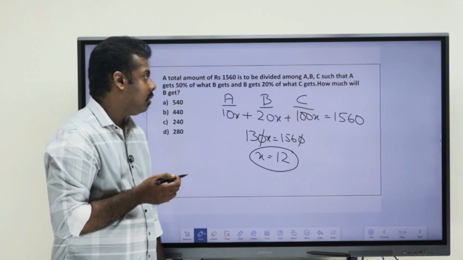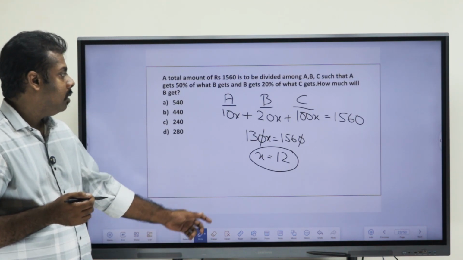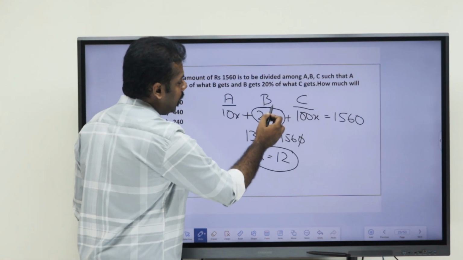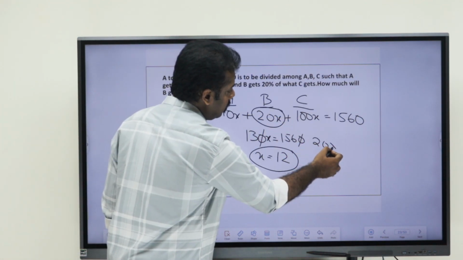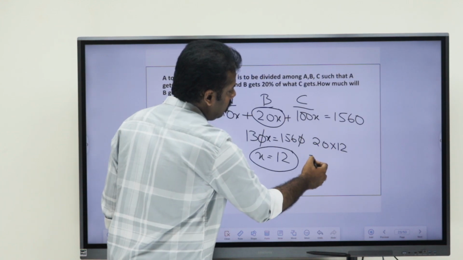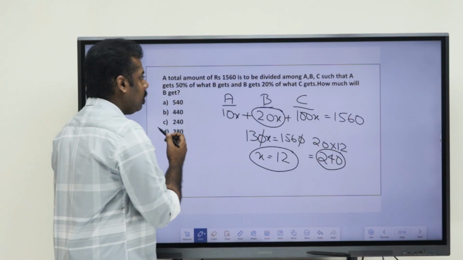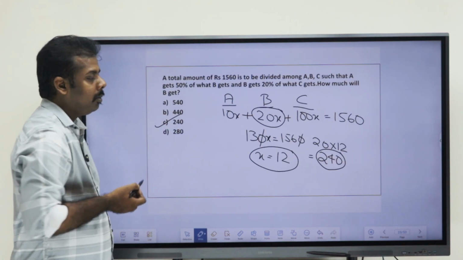Now what is being asked in the final question? How much will B get? So B we have assumed he is going to get 20x. So 20 into 12 is going to give us what? 240. Okay, so 240 is the amount that B gets here.